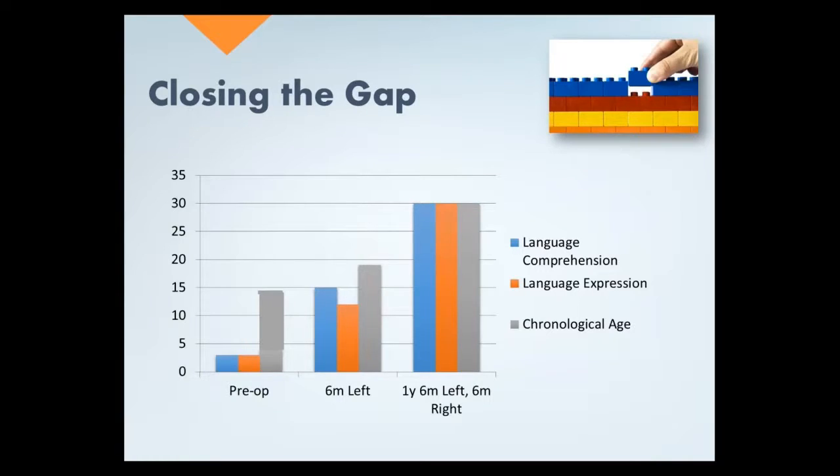Overall, we're looking to close that gap between the language age and the chronological age. So here we have from 0 to 35, it's supposed to be months, age in months, and then we have scores at pre-op. So blue shows us their language understanding, the orange shows us their language expression, or how they say the language, and then the gray shows us their chronological age. So here we see a big gap between their language understanding and use and their chronological age.